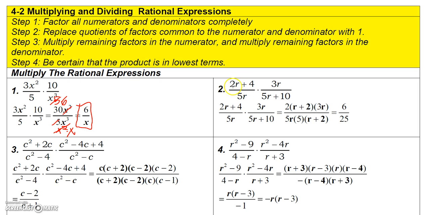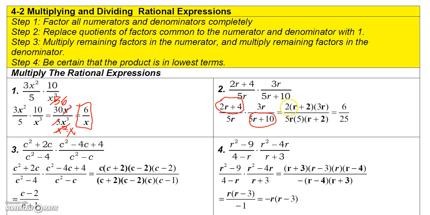Now on this next one, you'll notice here in this numerator I have multiple terms, and in this denominator I have multiple terms. So there I want to see if I can factor. So what I'm going to do here is I'm going to take the 2r plus 4, and I can factor a common factor out, and that's going to be 2 times r plus 2. And then I'm just going to multiply that by 3 times 3r. And then on the bottom, I'm going to take the 5r, move it over here, and multiply it by the 5r plus 10. But first I want to factor out a 5 out of this. And so I get a 5 times the quantity r plus 2.